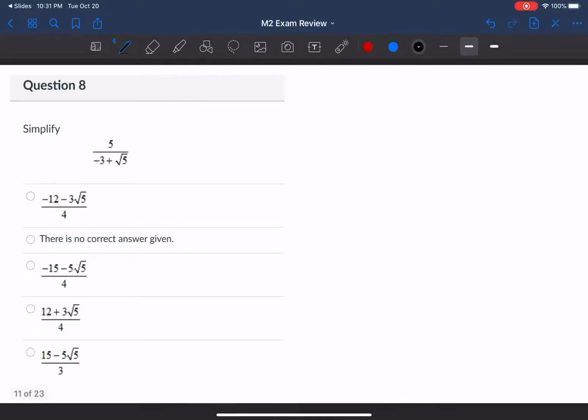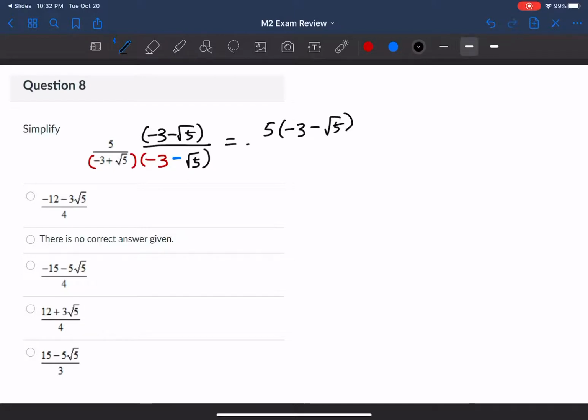Question number 8, you have 5 over negative 3 plus the square root of 5. If you have a fraction or division, you have to multiply by the conjugate. Remember the conjugate? The conjugate is you copy everything down, but your middle sign is changing. So it's going to be negative because I had a positive. It's the opposite sign. So that's your conjugate. And when you multiply by the conjugate, you have to multiply the top one as well. So my numerator becomes 5 times negative 3 minus root 5.